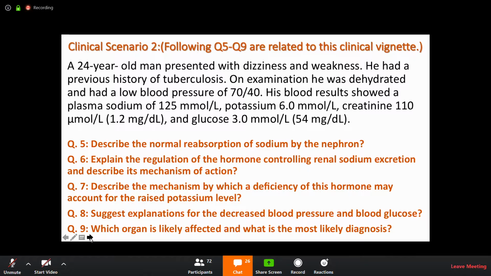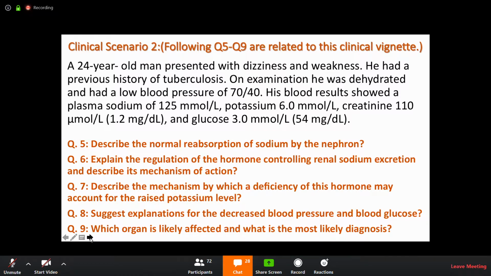Let's go back to the scenario, please. So this guy presents, a 24-year-old man, pretty young guy. He presents with dizziness and weakness. I'll come back to tuberculosis. Maybe Dr. Ahmad will deal with that later on, autoimmune infection and its effect on the adrenal gland. But let's come back to the guy. He is dehydrated. If you pinch his skin, you will find it takes quite a while for the turgor to go down. So he's dehydrated. That's what the doctor probably did.